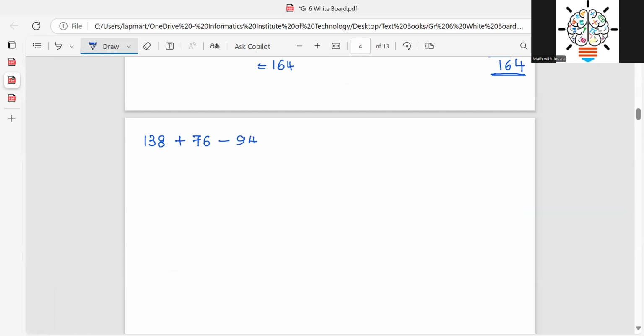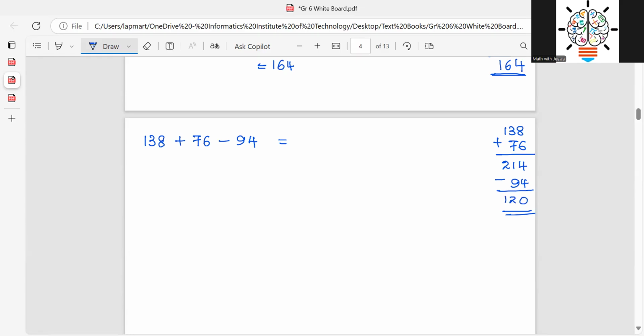Now, children, you don't want to rearrange this. Why? Because by the question itself, they have given the positive signs closer. So then here I write 138 and 76. You can add them together, right? When you add them together, it gives me 214. From 214, I deduct 94, it gives me 120.